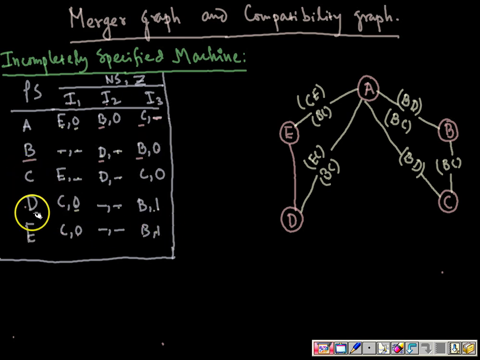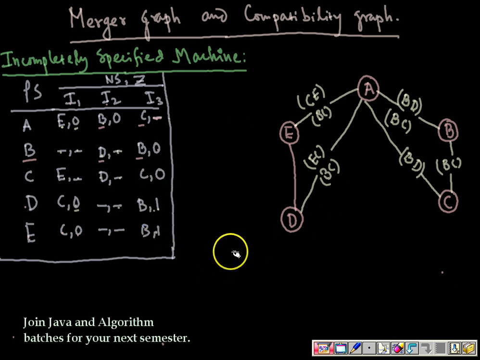And CD we did. CD, yes, it's different. CE, we have not checked CE, it's nothing, it's 0. Okay, it's different here. CE. So this is the final marcher graph that we have. Now we need to check whether all these compatibilities are true or not.